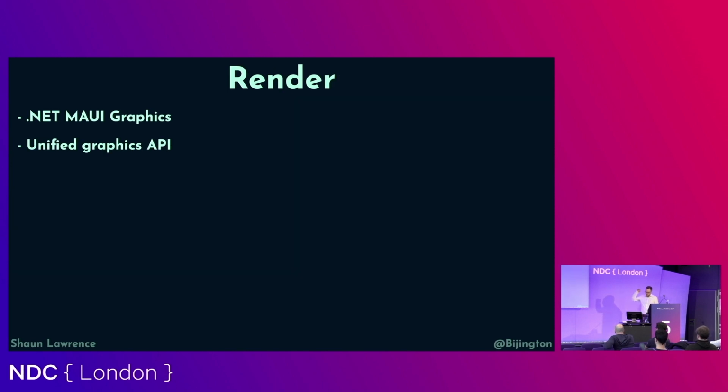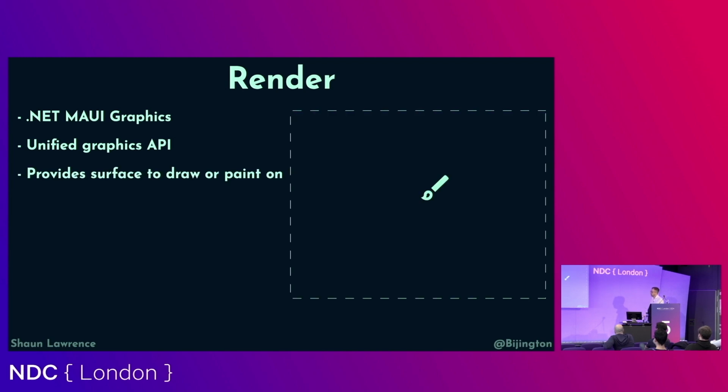And then the final step on that loop is to render things onto the screen. So we've mentioned that we use .NET MAUI graphics, and it provides us with a surface that we can draw or paint on. So we can translate what we've created as our game state into something that is visual and the user can see.